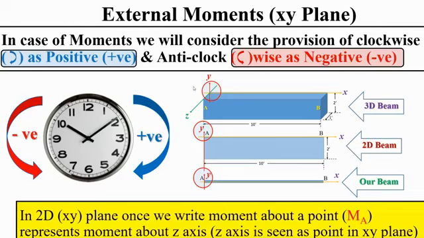If you consider a 3D beam, we have x, y, and z directions. If we show it in the 2D plane, the z direction will not be there. It will be a point. Similarly in the case of our real beam, it will also be a point, meaning it is the z direction. In the 2D xy plane, once we write a moment about a point, MA, it represents moment about the z direction. The z axis is seen as a point in the xy plane.